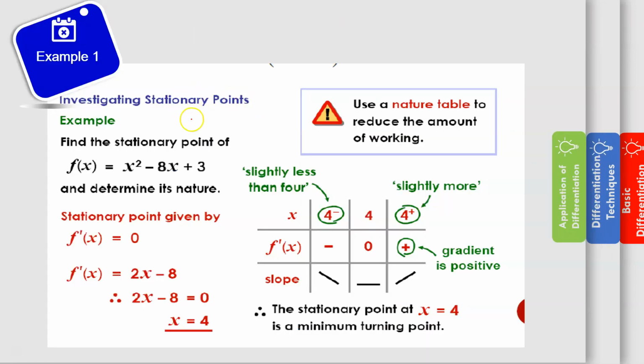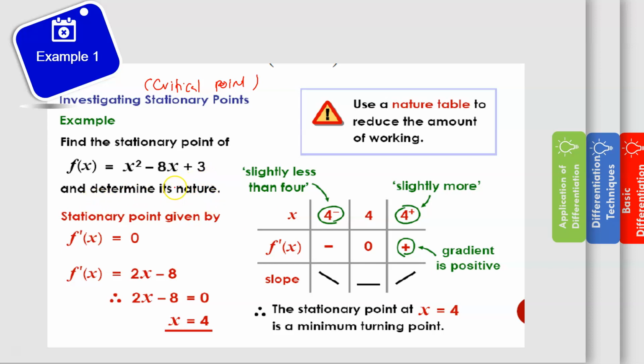To understand further, we go now to example 1. We want to investigate our stationary point. Stationary point here also refers to critical point. So, in this example, we need to first find the stationary point of f(x) = x² - 8x + 3, and then we determine its nature.